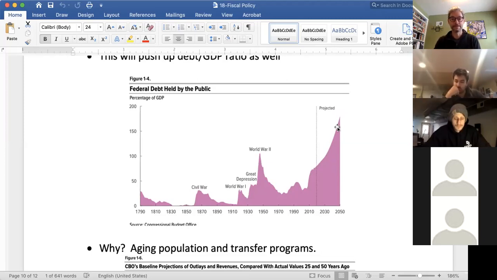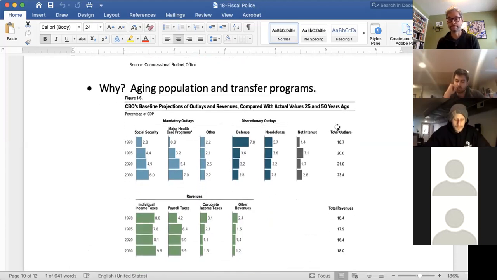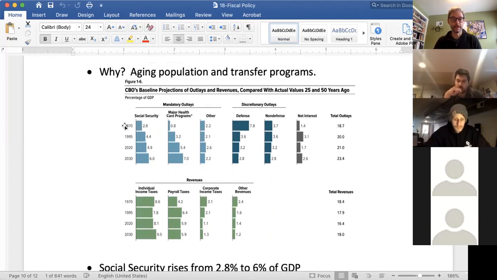What's driving all of this? Well, I think there are really two things driving this. One of them is just our aging population. So demographics are driving this. An aging population means that more people are getting Social Security and more people are getting Medicare. And you can see here, this is looking at how US budget spending has changed since 1970 to what it's going to look like in 2030.